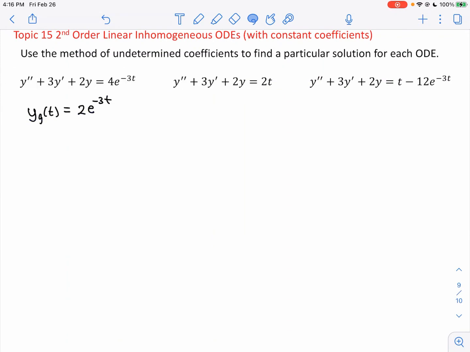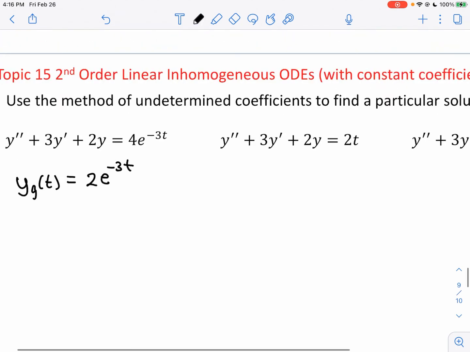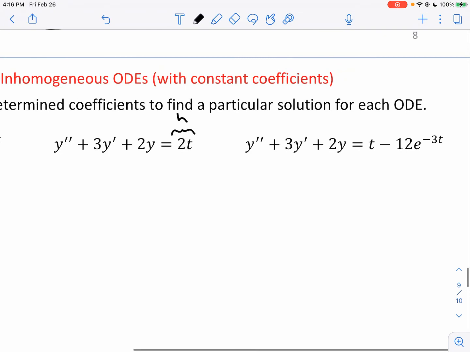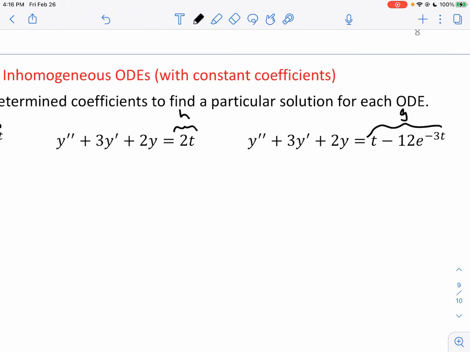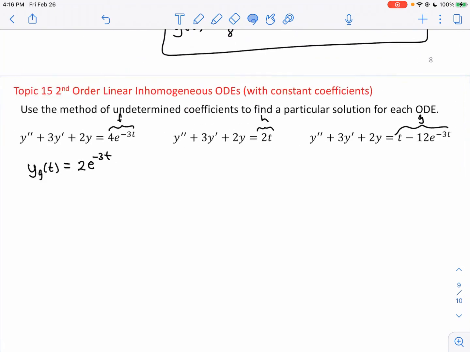And we have 3 different examples here. Notice that the left sides are all the same. It's just the right sides that are different. So I'm going to call these forcing functions all different letters. Let's call this one f, actually. This one h. And this one over here will be our g. So that I should call this one here y sub f, not y sub g.